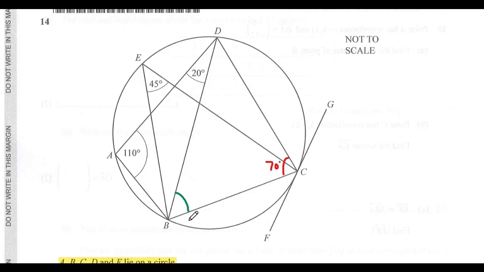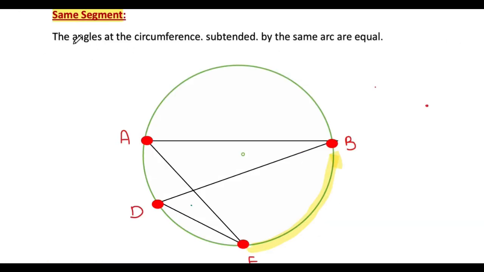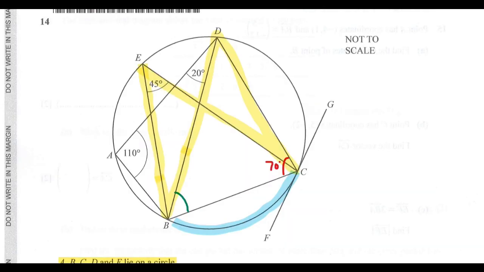Now we are supposed to find this BDC angle after it. Now you can clearly see this crisscross shape over here. And if we study the rules, it's the same segment rule that says angles at the circumference subtended by the same arc are equal. So this angle is subtended by this yellow arc, and this angle on the circumference is also subtended by this yellow arc. So both angles are the same. That means this DBC angle is 45 because both are sharing the same arc, this blue arc.